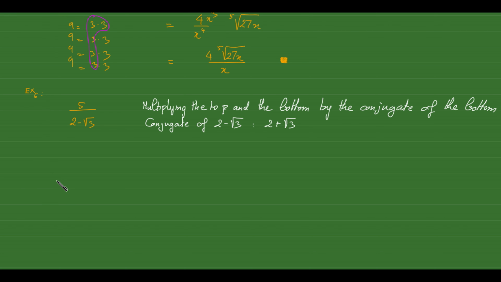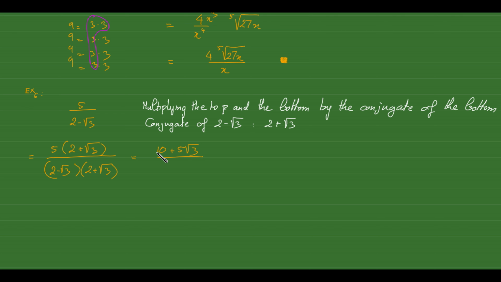So we just need to multiply. I multiply the top and the bottom by the conjugate. Alright, so this is the bottom, and I multiply by the conjugate. Now I can go and distribute it if you want to. It would give you 10 plus 5 square root 3.